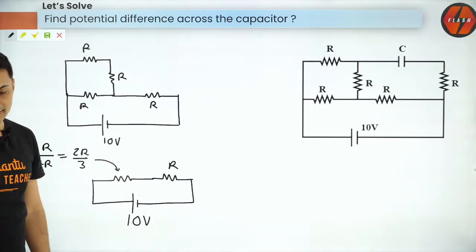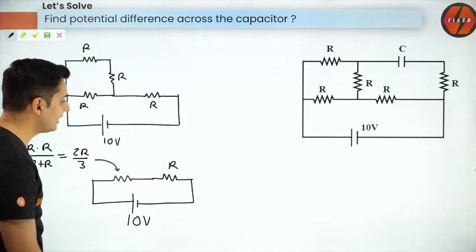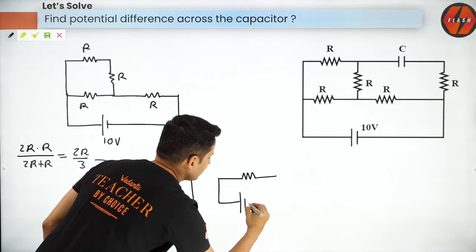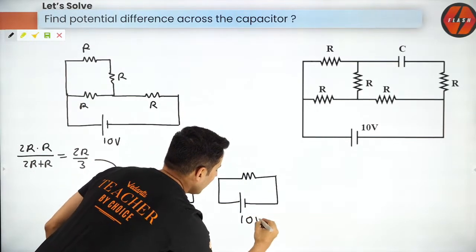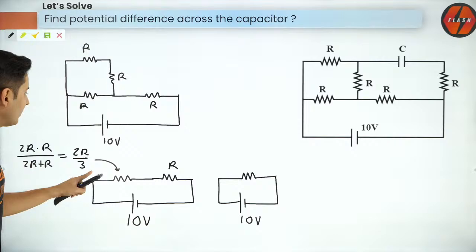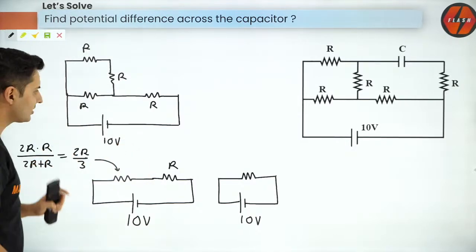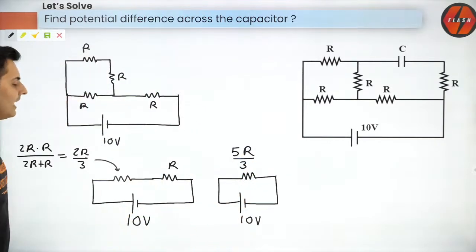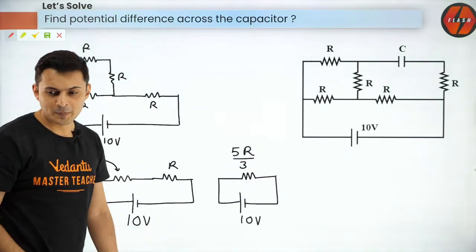Are you able to see that? So you can see that they are also in series. So what will happen? You can just write it as one single battery and equivalent resistance. 2 by 3 plus 1, 3 plus 2, 5. So it will become 5R by 3. That's the equivalent resistance. I will need it to solve the problem. How and why? You are going to see that now.